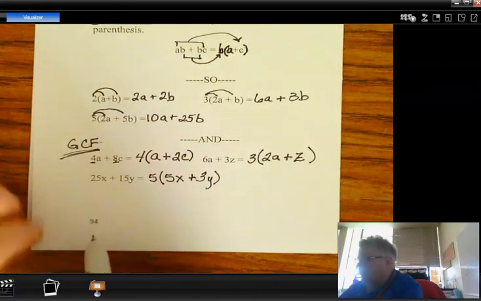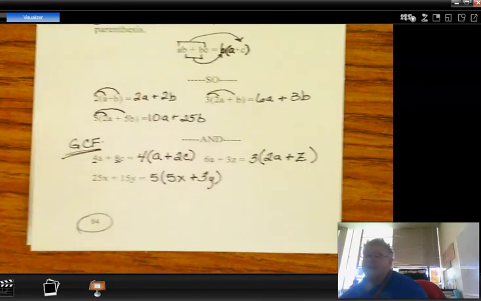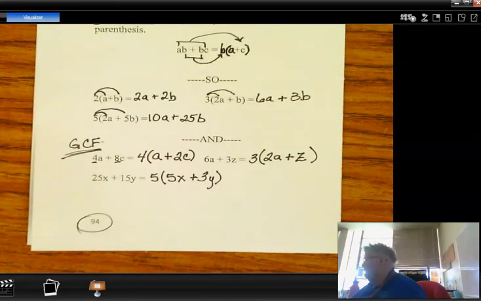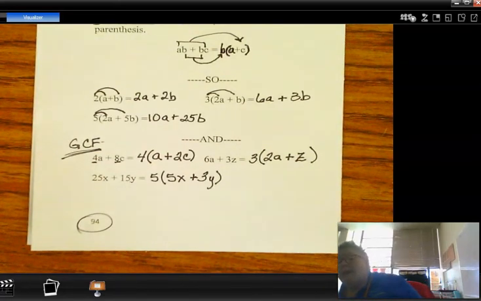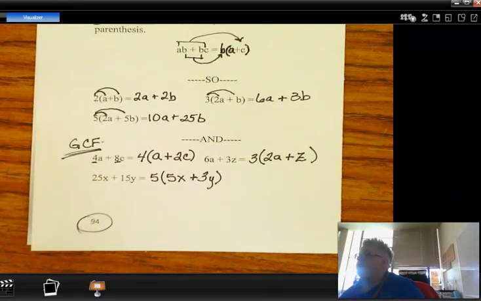Now, these go on page 94. And don't forget, we have done the distributive property before. Remember back when we did our Happy Meals? Go back and check that out and see if it makes a little more sense.